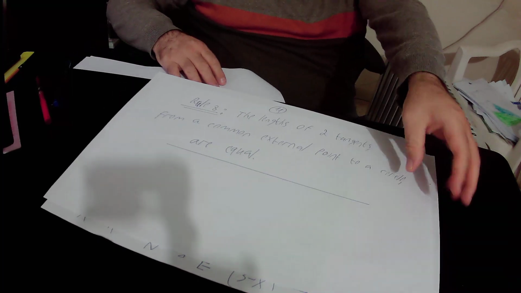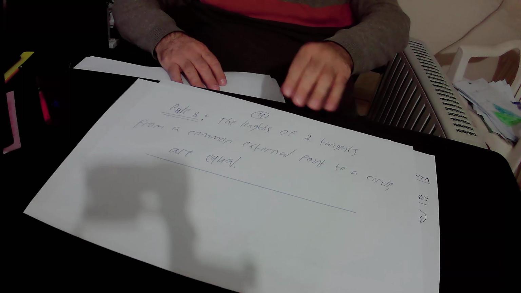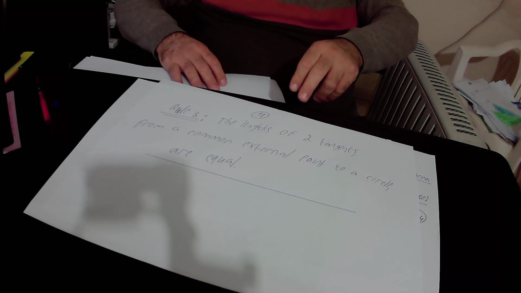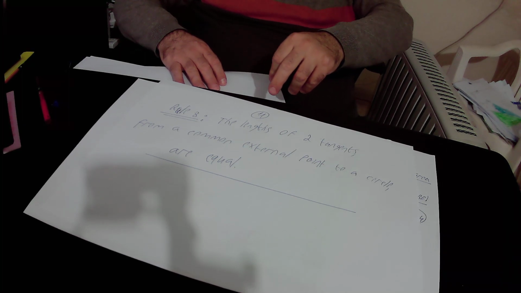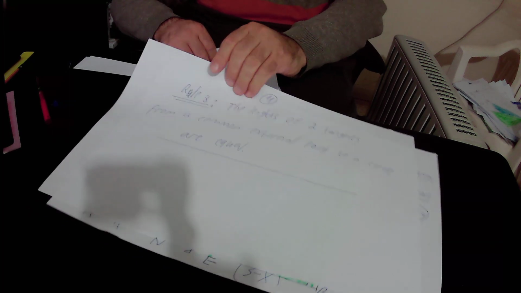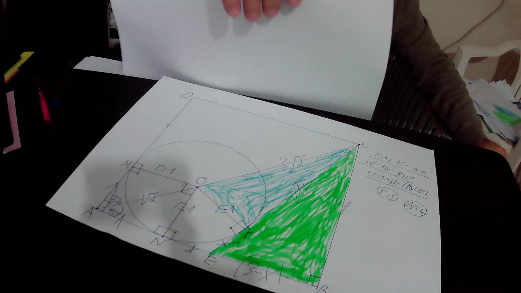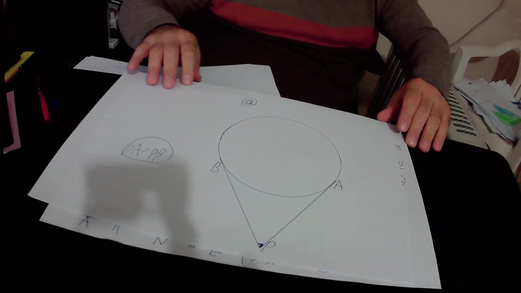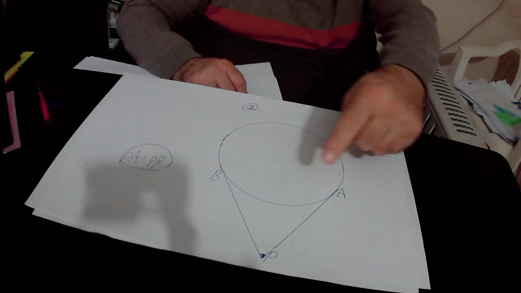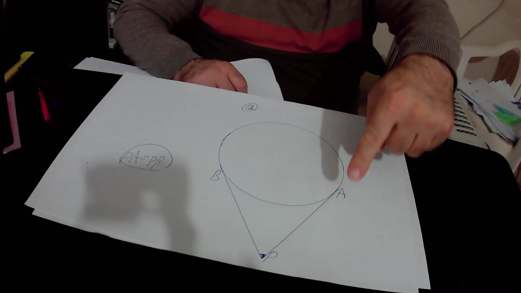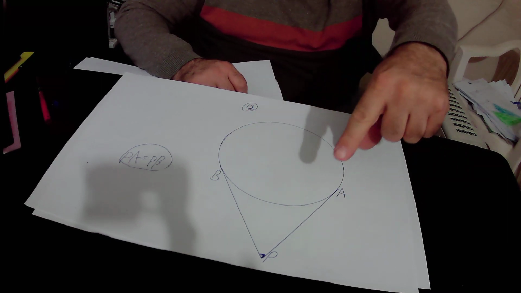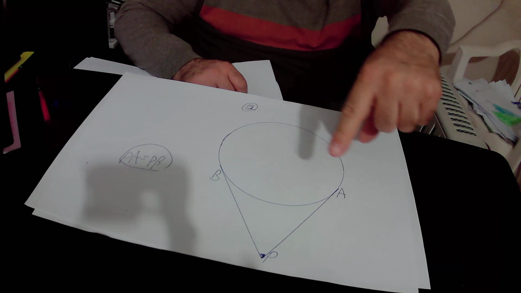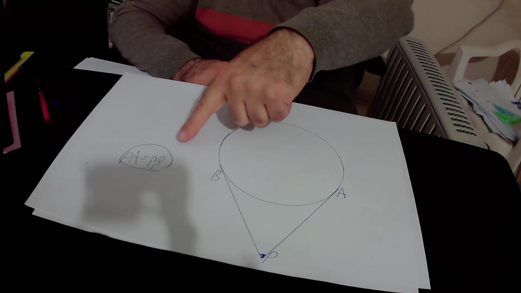Then I presented to you rule number 8. According to rule number 8, the lengths of two tangents from a common external point to a circle are equal. What is the meaning of rule number 8? The meaning is that if we have a common external point, point P, and from point P we draw two tangents to this circle, then the lengths of those two tangents will be equal to each other. That is to say, PA equals PB.